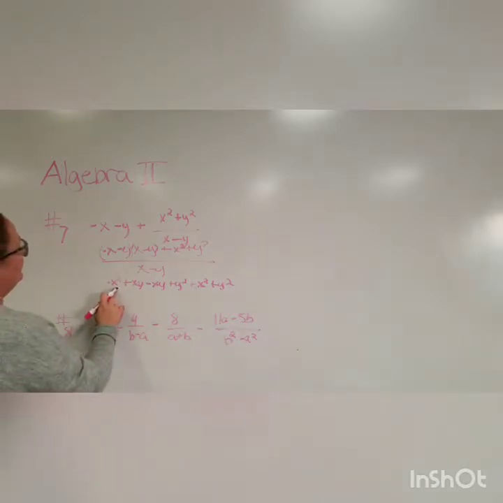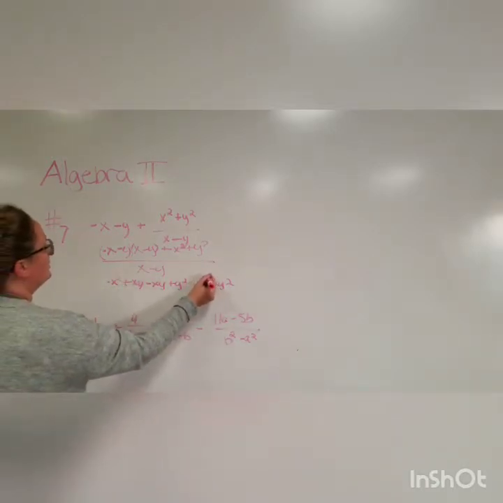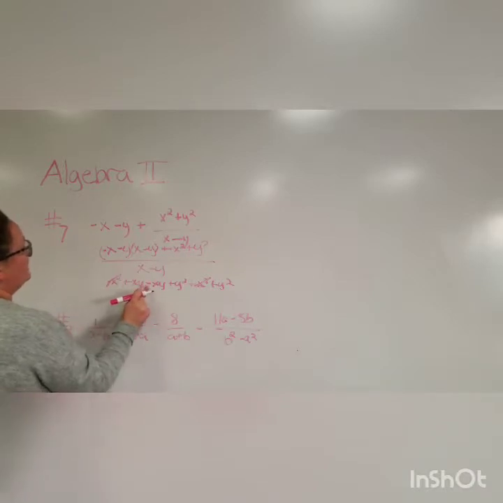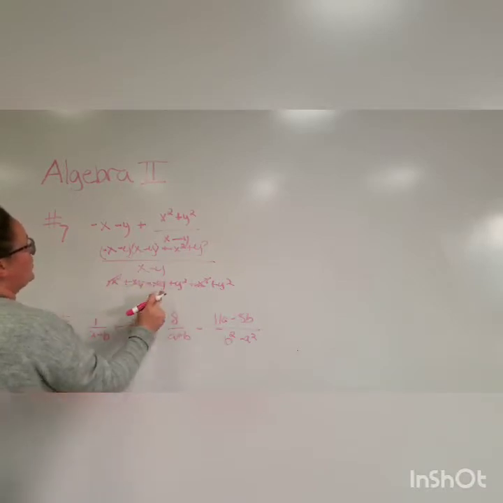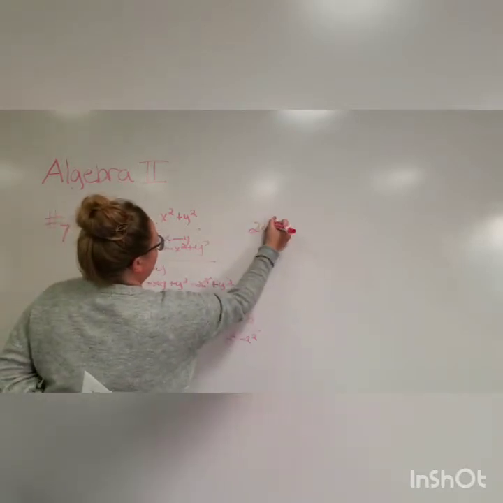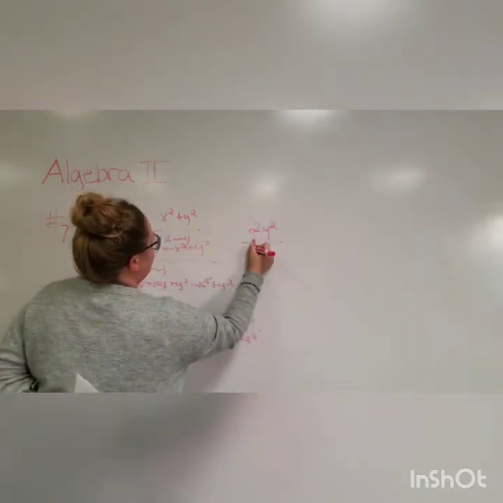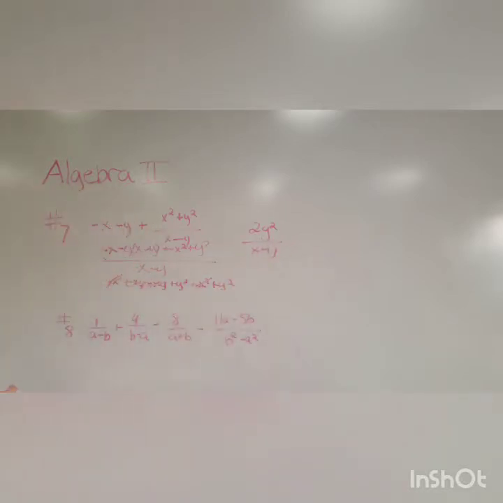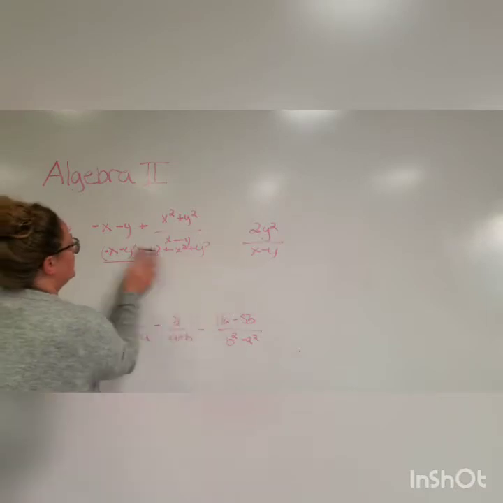Now this says negative x squared plus x squared, so those eliminate. And you have xy minus xy, so those eliminate. So all you're left with is y squared plus y squared, which gives you 2y squared over your denominator of x minus y. All right, problem number 8, we have another addition and subtraction problem.